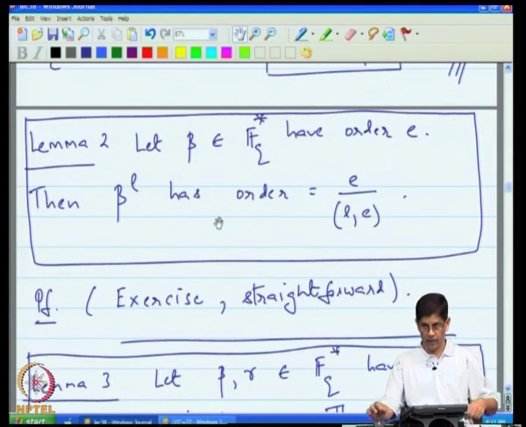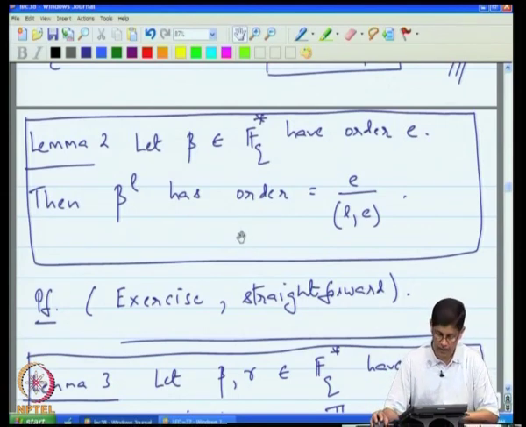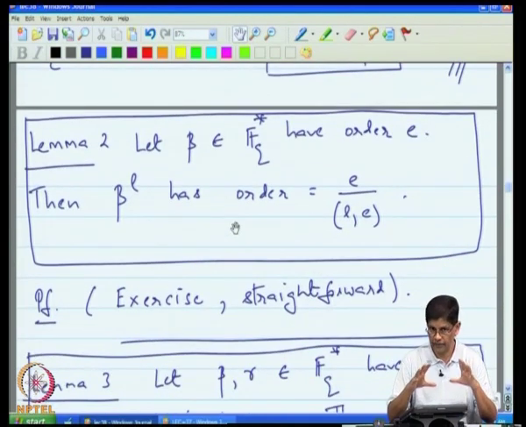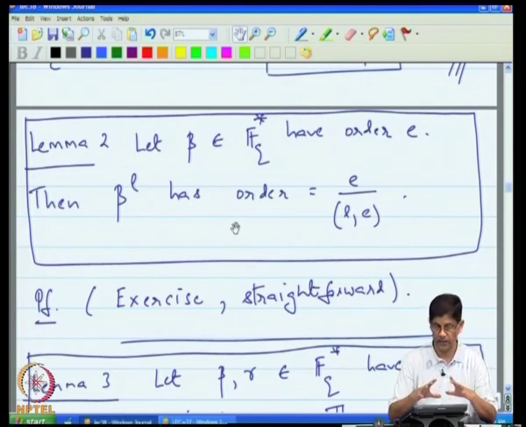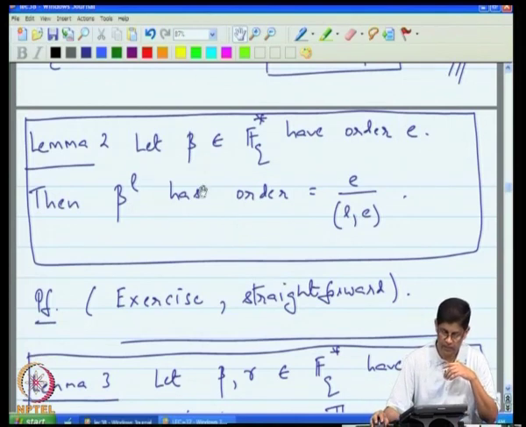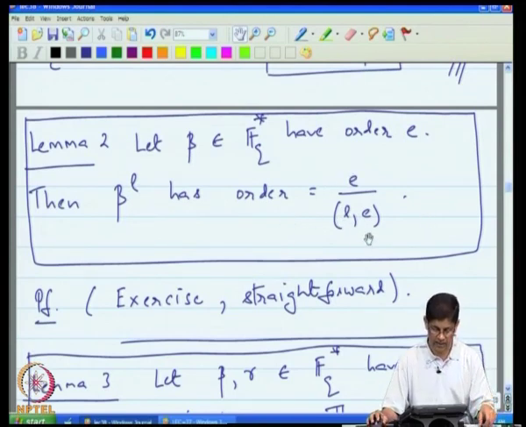Now, there are a couple more lemmas which are somewhat technical in nature. Again, I just want to keep you motivated by telling you that if you are patient in this phase, then eventually you will come to a very simple picture of the finite field. So, lemma 2 says that if beta has order e and you raise beta to the power L, then beta to the L has order e divided by the greatest common divisor of L and e.